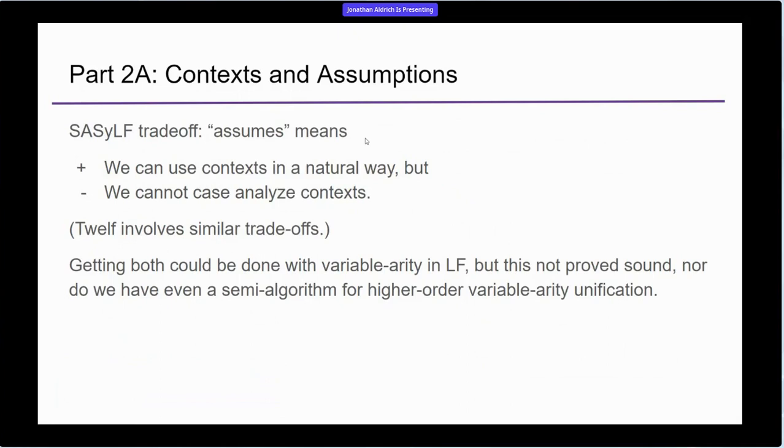And then we also need to have higher order variable arity unification. Who knows if that's even possible. Even a semi-algorithm. So that's just sort of up in the air. I spent a whole year trying to figure this out, and I never was able to prove soundness. I have had some interesting things, but it sounds like a PhD thesis. It'd be cruel for me to give that to a PhD student.